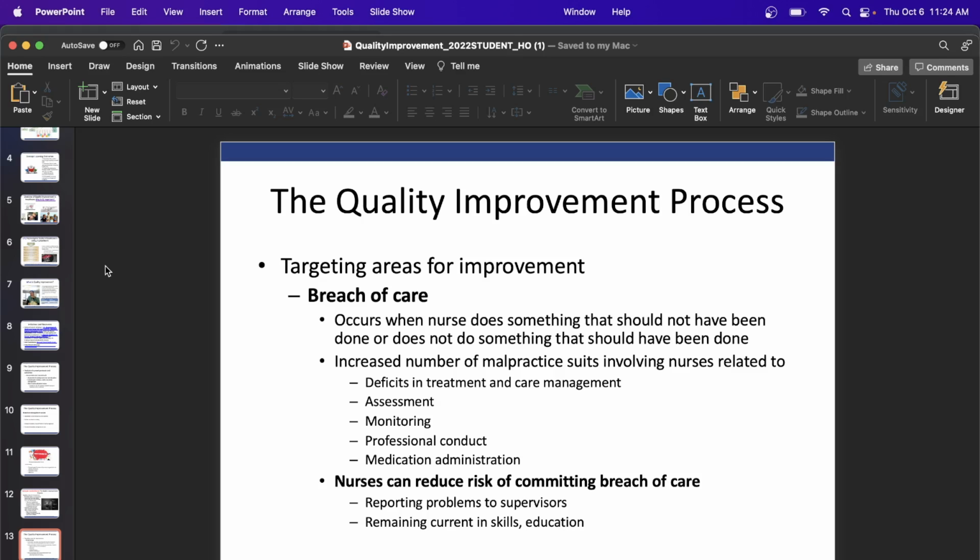So the malpractice suits involving nurses always come down to a nurse didn't properly assess someone. I know I have, but I can't stress how important assessment is, and you doing your own assessment, not relying on someone else's. We can reduce risk by reporting problems to our supervisors and remaining current in our skills and education. We can do that with formal education, or we can do that just by reading more professional journals or attending workshops.